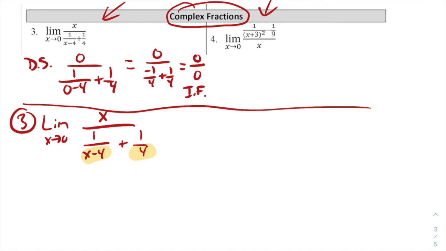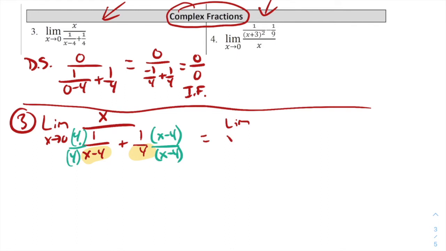So I'm going to make them the same denominator by multiplying values in the numerator and denominator for each of these. Specifically, I'm going to multiply my first fraction by 4 over 4, and I'm going to multiply my second fraction by x minus 4 over x minus 4. You'll notice that all I really did here was multiply by the other denominator. And so if I do this, what happens?